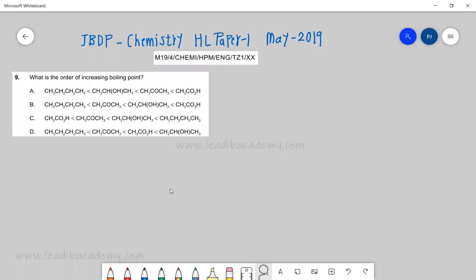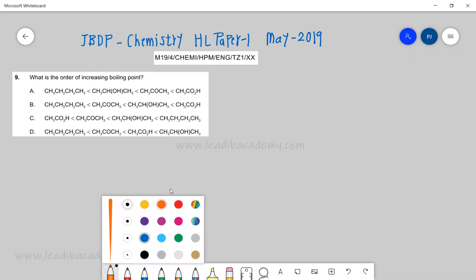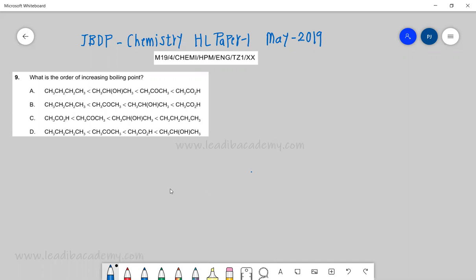Now let's look into question number 9. What is the order of increasing boiling point? Very interesting concepts, so this will help you a lot in understanding. Which compounds are we talking about? CH3CH2CH2CH3. What is this? This is simply n-butane.